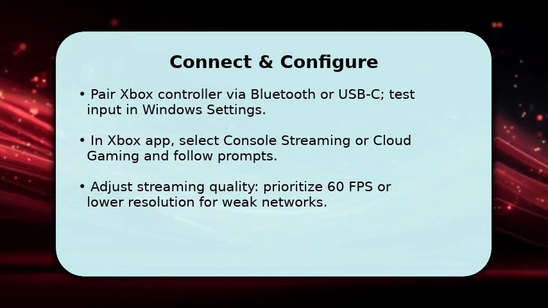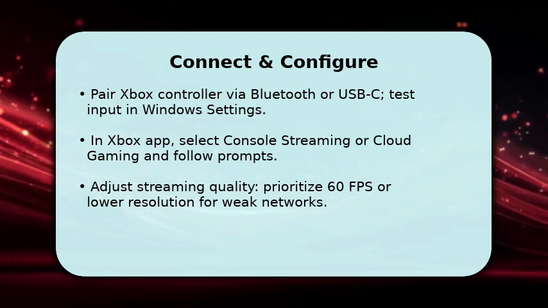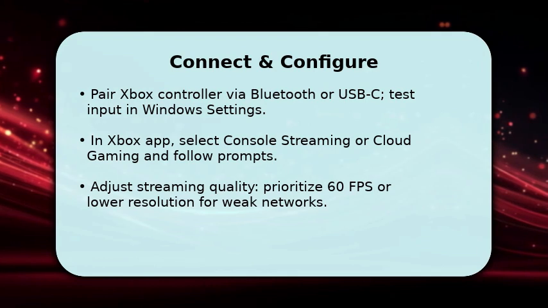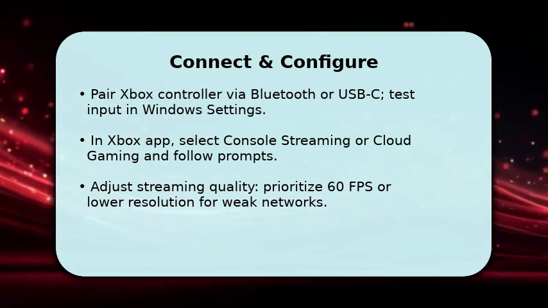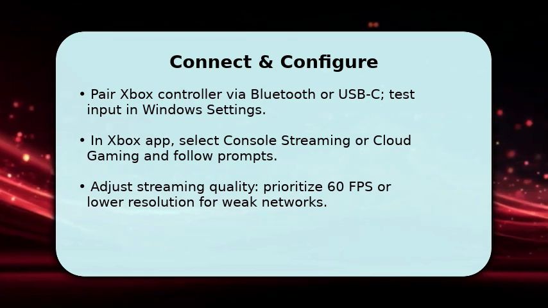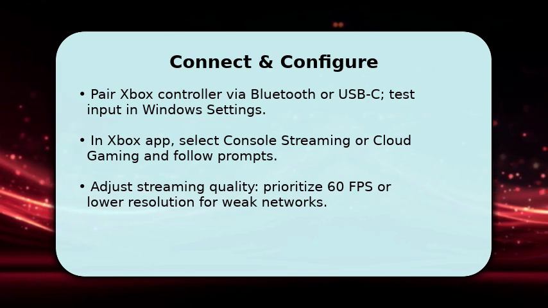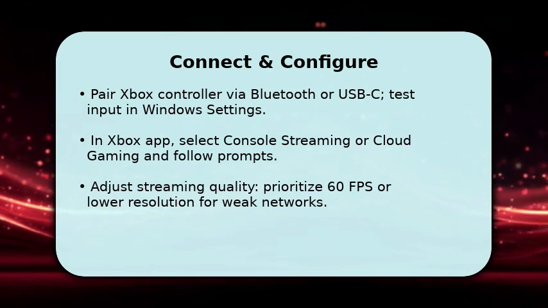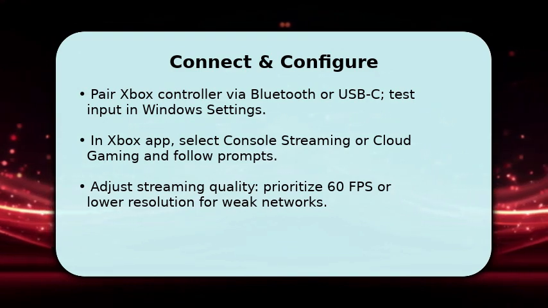Then open the Xbox app and choose console streaming for your console or cloud gaming for Xbox Cloud. Follow on-screen prompts to connect and authorize streaming. Once connected, open the in-app streaming settings and adjust quality. Choose 60 FPS and 720p for unstable Wi-Fi or 1080p/60 for strong networks, because balancing latency and resolution matters.